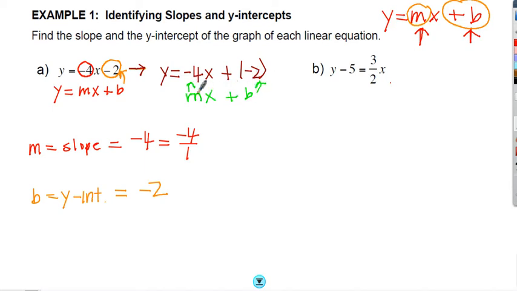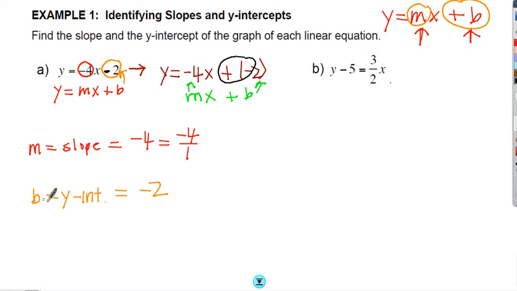You can tell that m is negative 4, b is negative 2, but math people are lazy. They don't want to write plus minus, so they just put one huge minus sign. But then it's still b is equal to negative 2. So just look at the number after x, and that whole number itself will be b, which is the y-intercept.